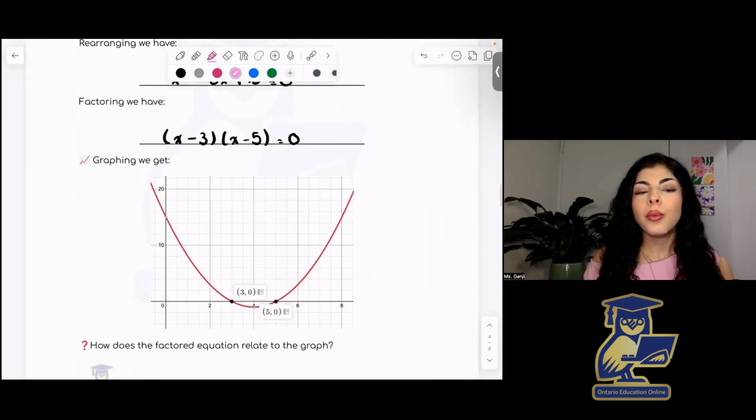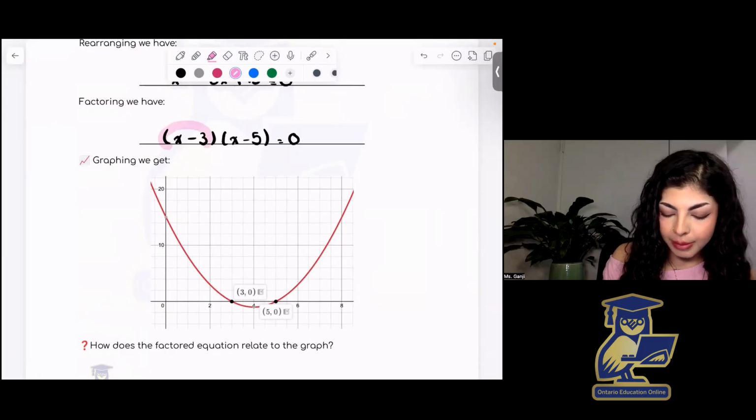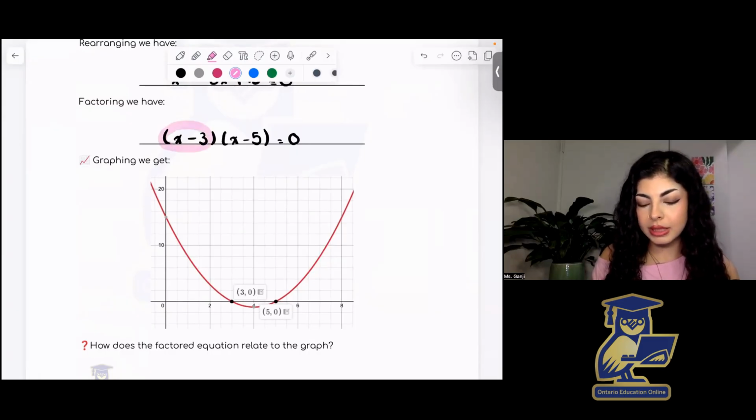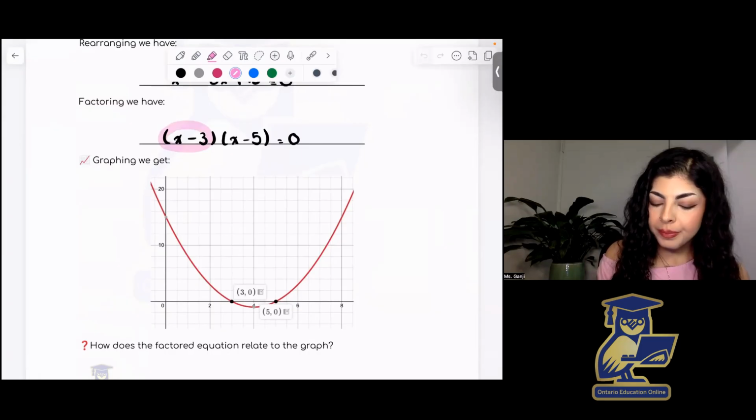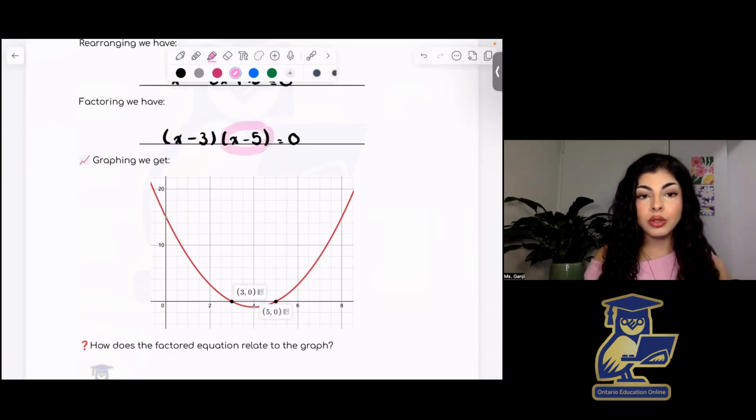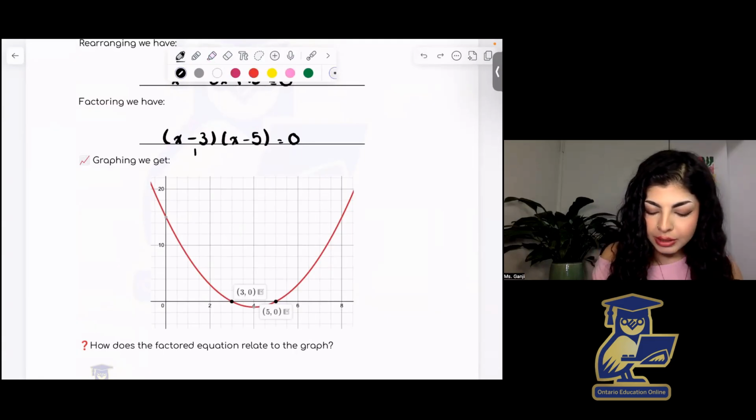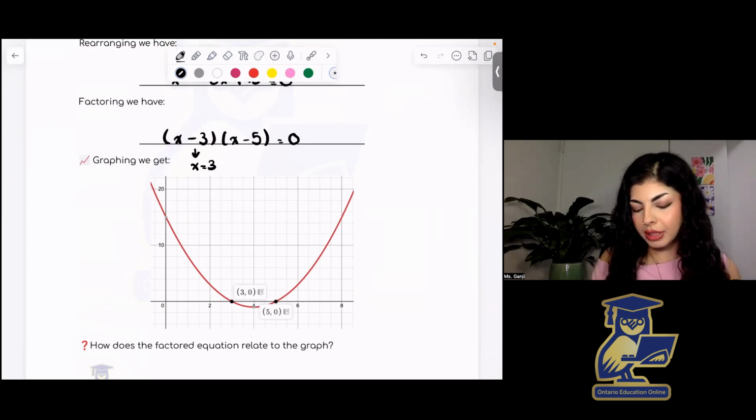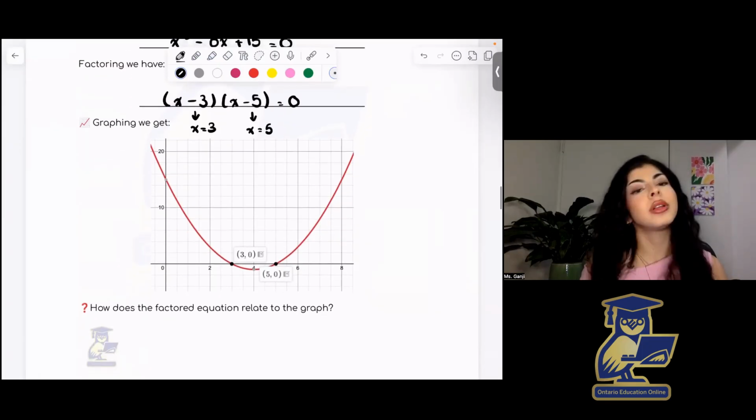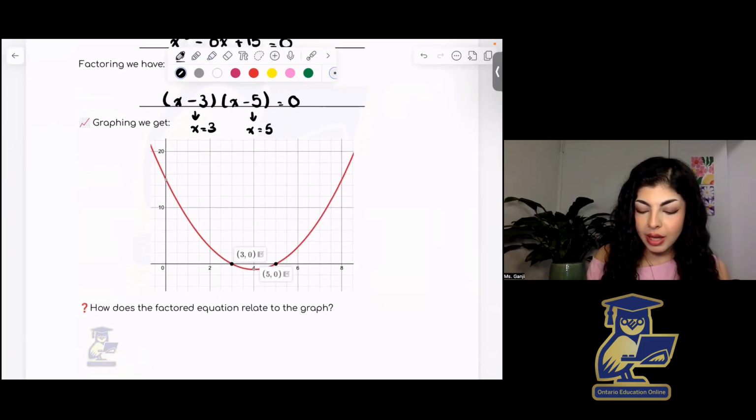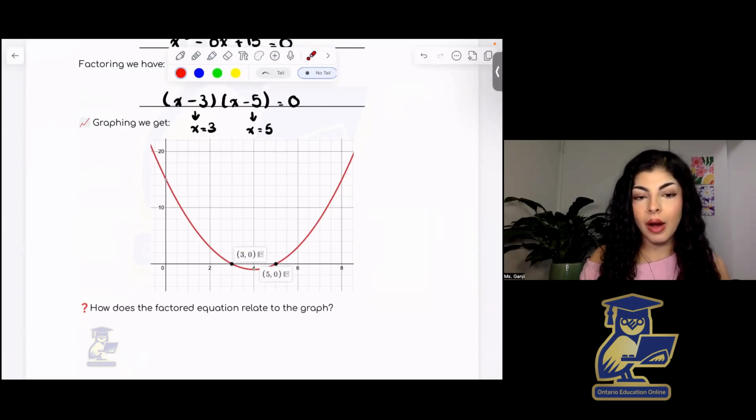And what that means is either that this term has to be 0, so 0 times the second bracket is equal to 0, or the second bracket has to be 0, so that when you multiply by 0, you get 0. So if this one is 0, we need x equals 3. And for this to be 0, we need x equals 5. And precisely, if we look at the graph, we see that at x is 3 and at x is 5, we do get that output value of 0.